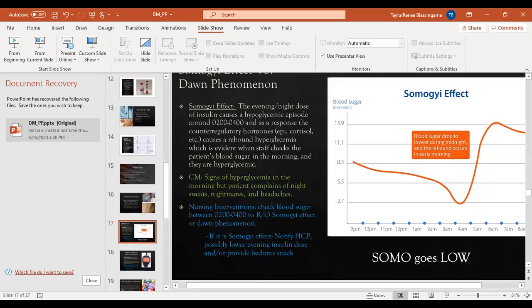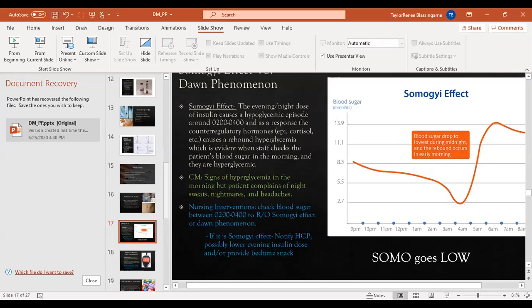So if it is a Somogyi effect, in the middle of the night, their sugars will be very low. So then you tell the doctor, hey, we shouldn't increase their insulin. That's going to make things worse. What you're going to do, you should lower the evening insulin dose and/or provide a bedtime snack. Again, this is just the body's reaction to when they start getting insulin.